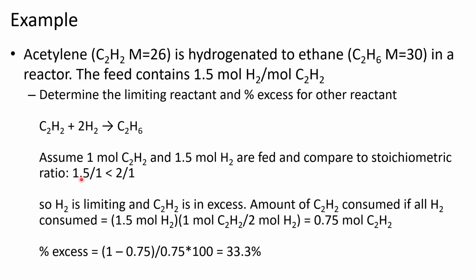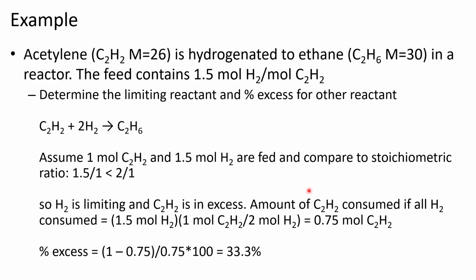So 1.5 moles of hydrogen per mole of acetylene. We'll compare that to the stoichiometric coefficient for hydrogen, which is 2, to the stoichiometric coefficient for acetylene, which is 1. What we find is that the ratio of the feed rates is less than the ratio of the stoichiometric coefficients. What this implies is that the acetylene is in excess and the hydrogen is limiting.